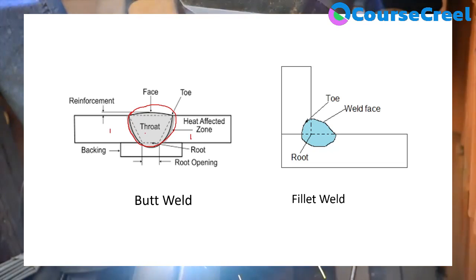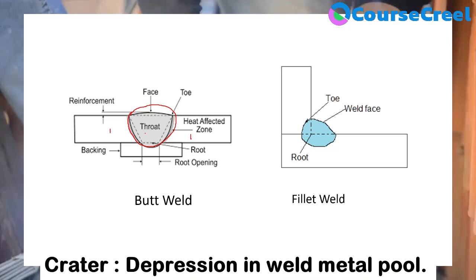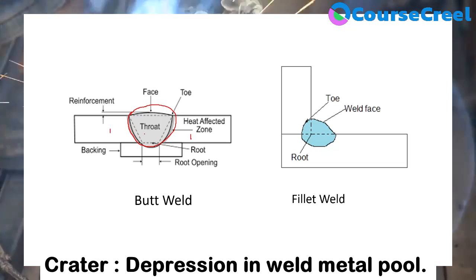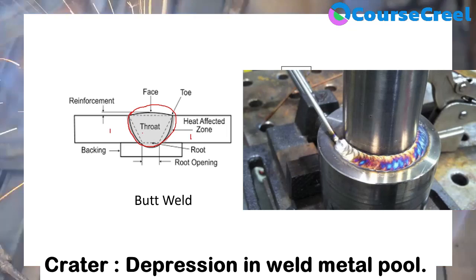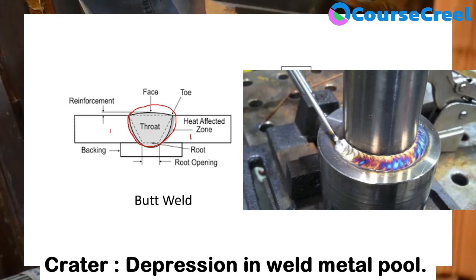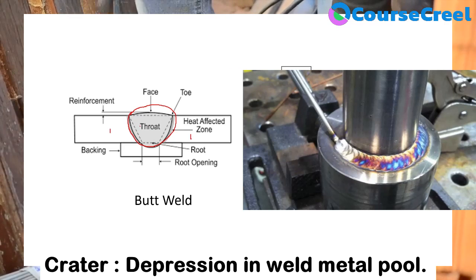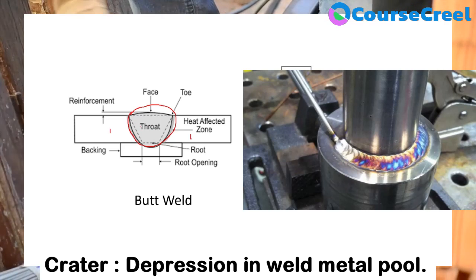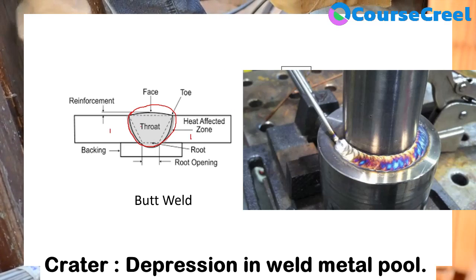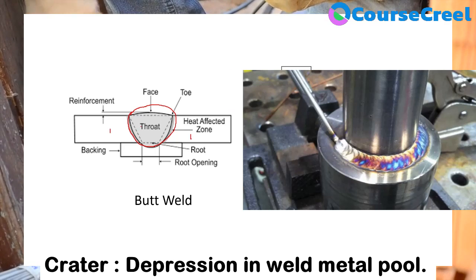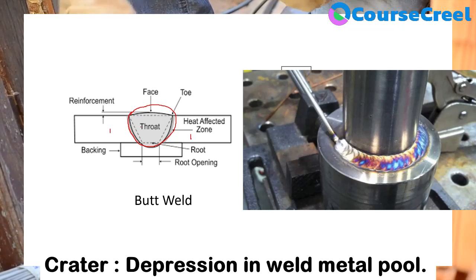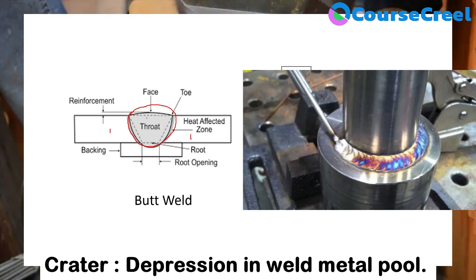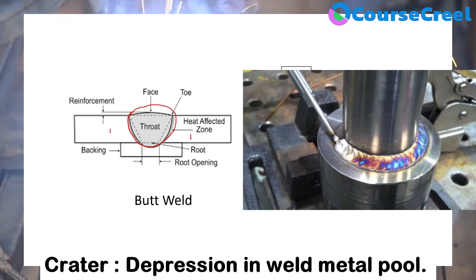The next is crater. We can define the crater as a depression in the weld metal pool at the point where the arc strikes the base metal pool. So we define the crater at the start of welding, when the electrode is in contact with the base metal. Weld pool is the amount of liquid metal between the workpieces during welding. So the crater is the depression in the weld metal pool at the point where the arc strikes the base metal pool, formed at the starting.